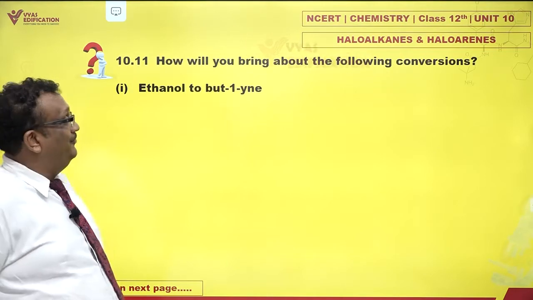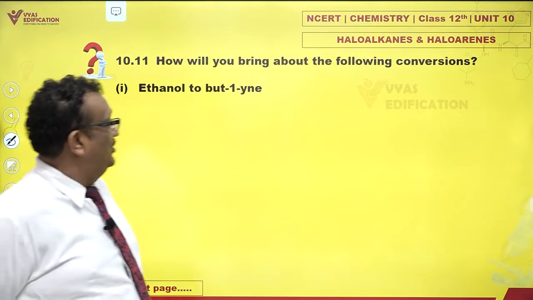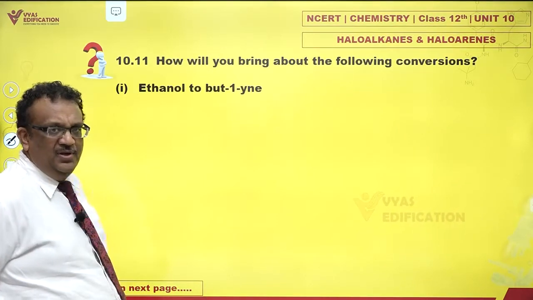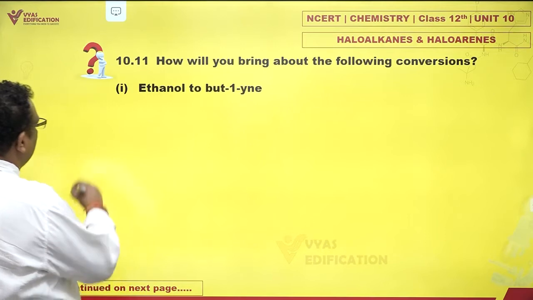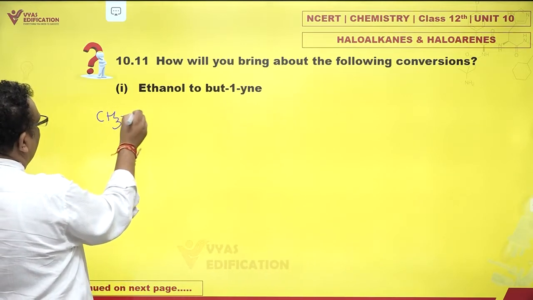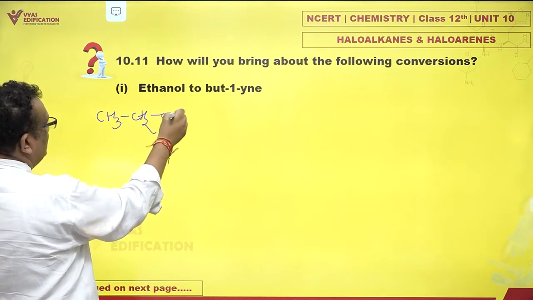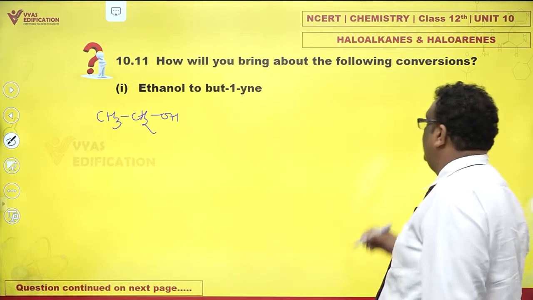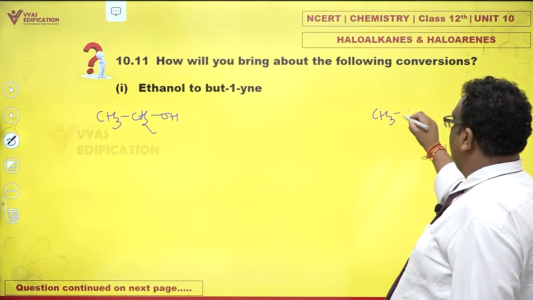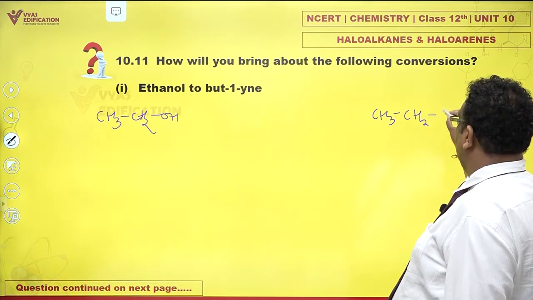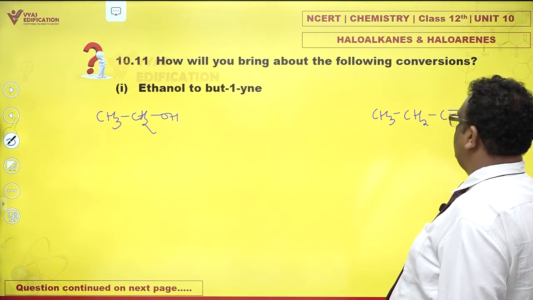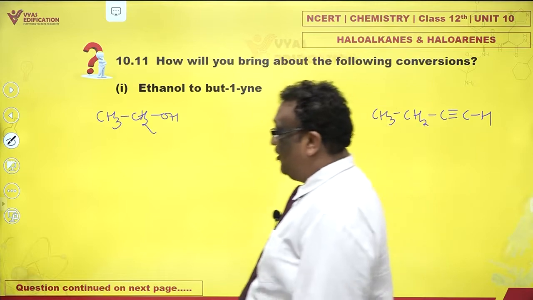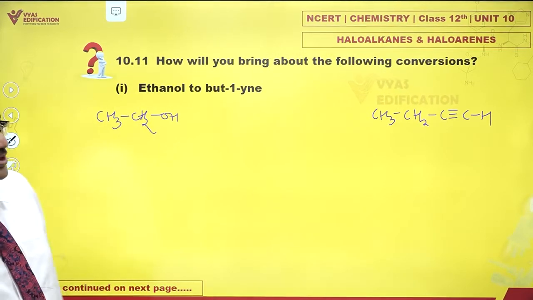And this is now what conversions. How would you bring about the following conversions? Ethanol to but-1-yne. So first let us write down the molecules and then we'll think about the methods. We have CH3CH2OH, this is ethanol, and we have intentions to change it to butyne, which is CH3CH2C triple bond CH, but-1-yne. Try to look and imagine the steps you could actually conduct.